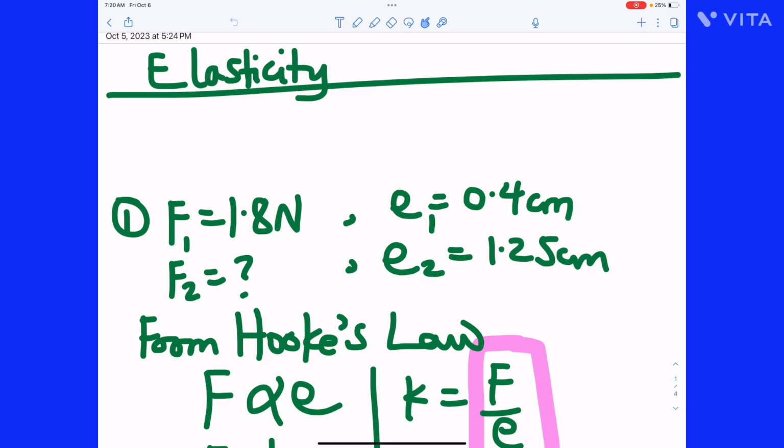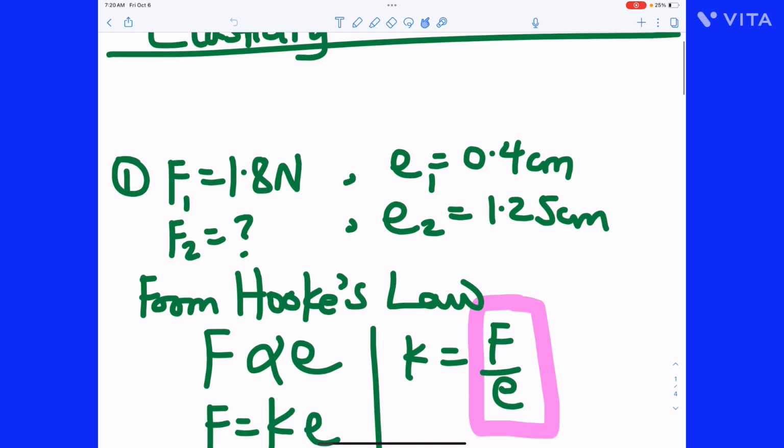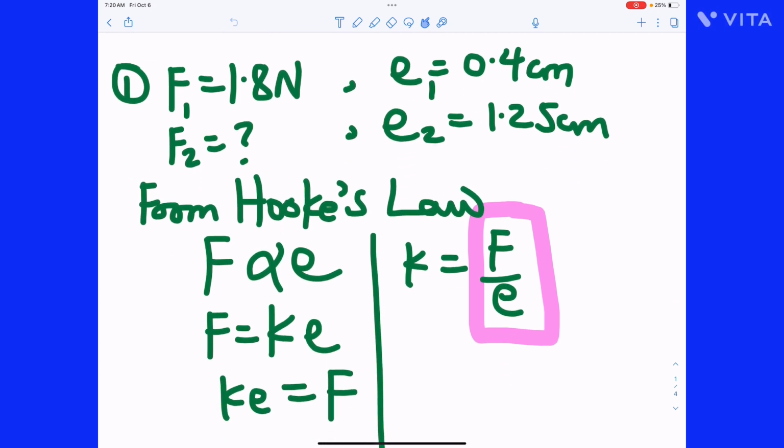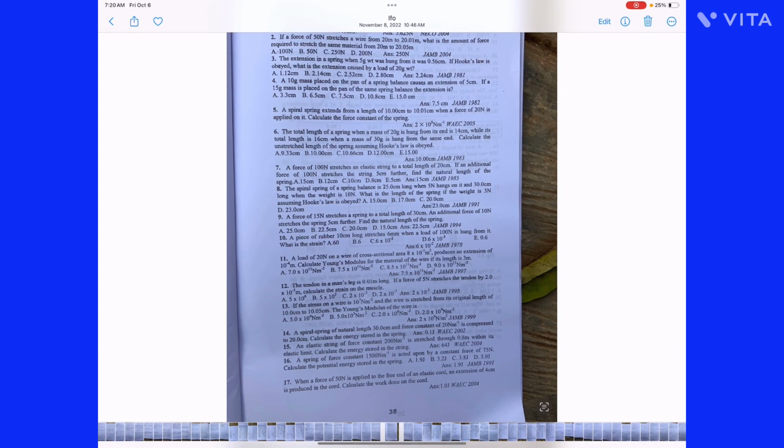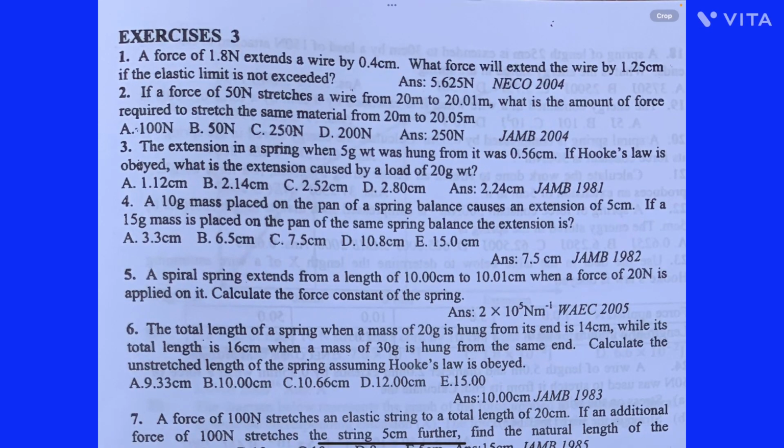Now let's look at a few questions on elasticity. Just a few simple problems. The first question says a force of 1.8 newtons extends a wire by 0.4 centimeters.